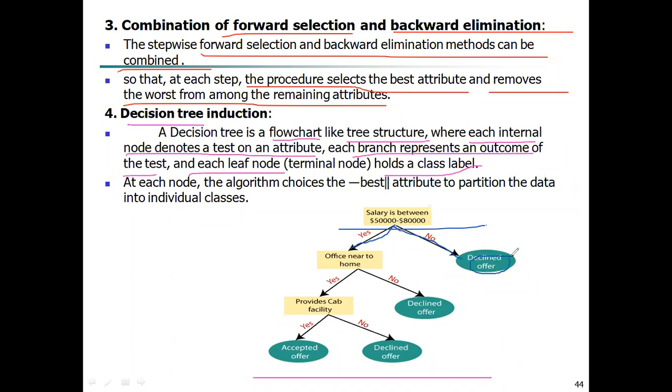You are not going to take that offer. If the salary is less than 50,000, automatically you have rejected that offer. That is the "no". This is the kind of decision you have taken. This is one: if the salary is less than 50,000, I don't want the job directly, I can refuse that job.